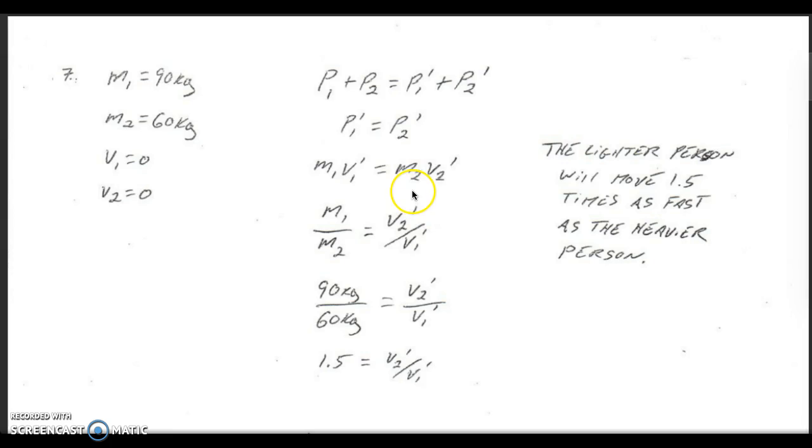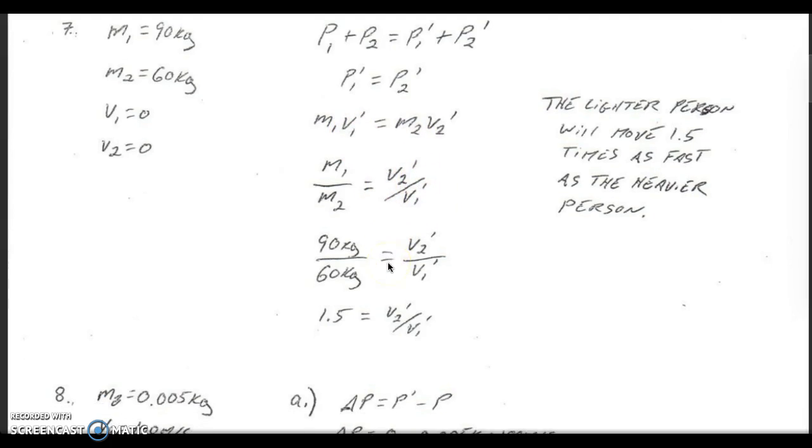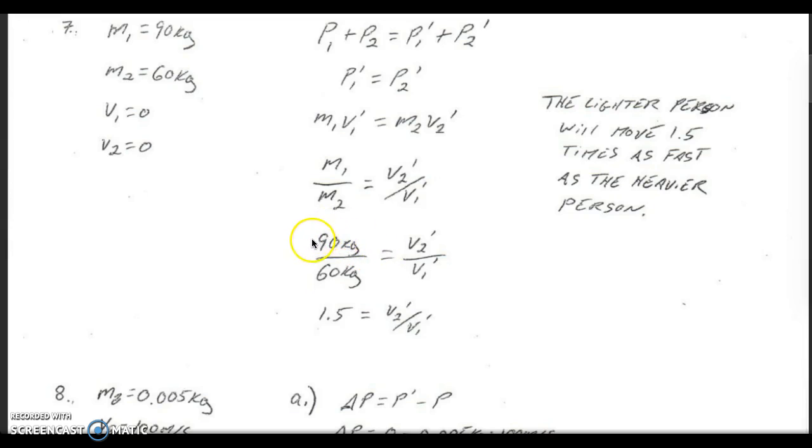Now we're trying to find the ratio of their speeds. So if I were to divide mass 2 over to the left, I have m1 over m2. And I divide v1 prime over to the right, I'd have v2 prime over v1 prime. When I plug in my numbers for the mass, I know that mass 1 is 90 kilograms, mass 2 is 60 kilograms, which gives me a ratio of 1.5.